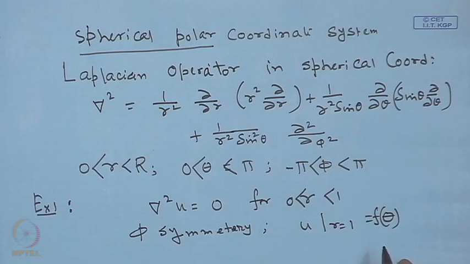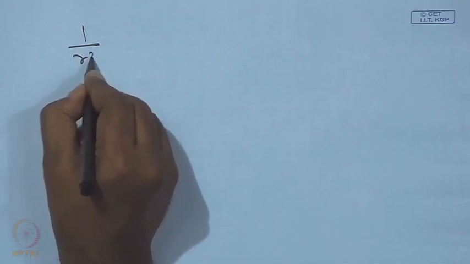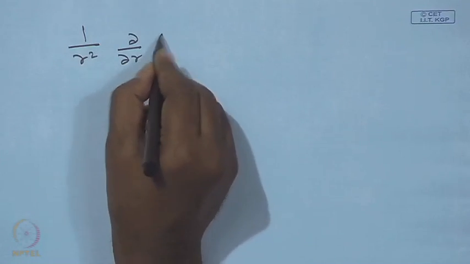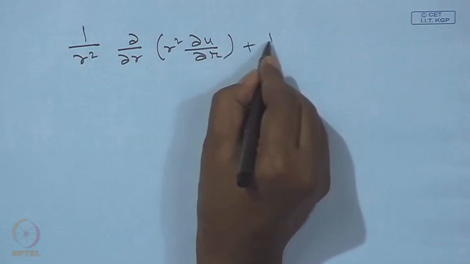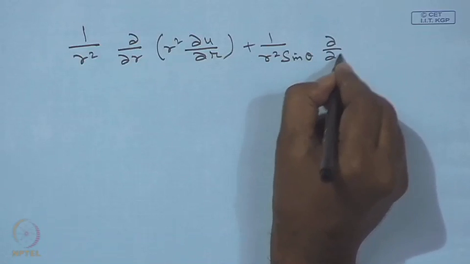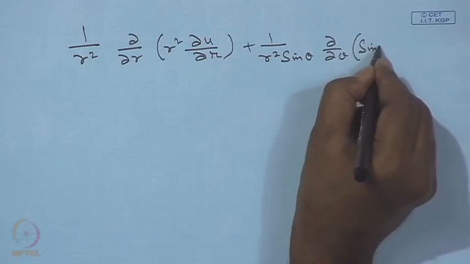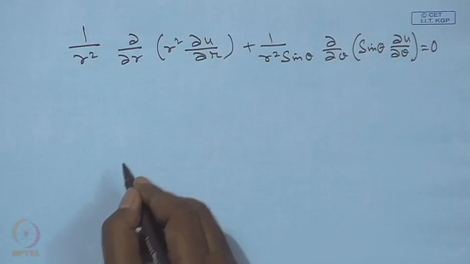Now, since we have the non-homogeneity at f of theta, it is independent of phi. Therefore, u is independent of phi, and we also have the phi symmetry. So, we write down the 2-dimensional problem as 1 over r square del r of r square del u del r, plus 1 over r square sin theta del theta of sin theta del u del theta, is equal to 0.